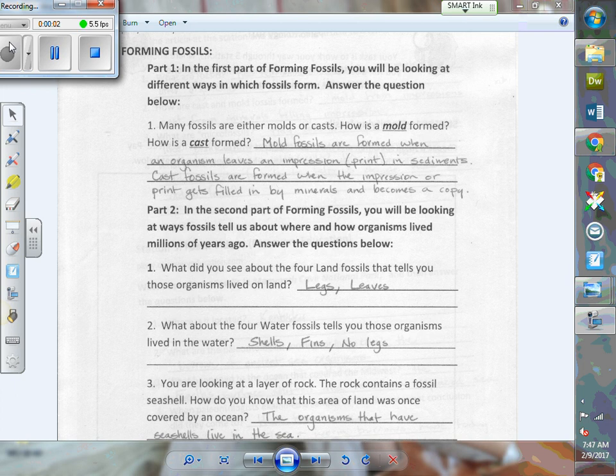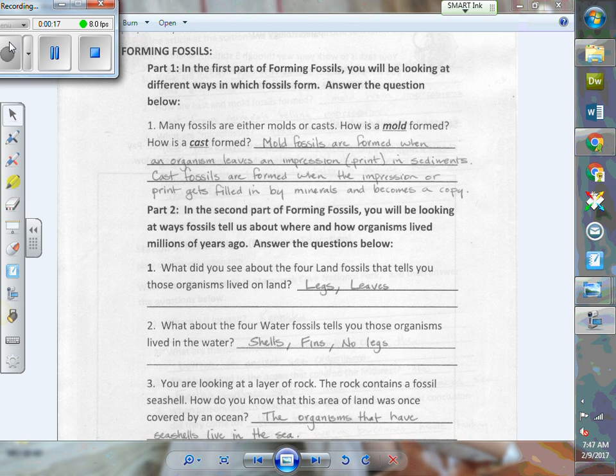Okay, now that you're finished with your fossil stations, I'd like you to check your answers. Let's start on page number 2. We're not going to go over page number 1 because that's going to be a little bit different for every single person. On page number 1, it says many fossils are either molds or casts.